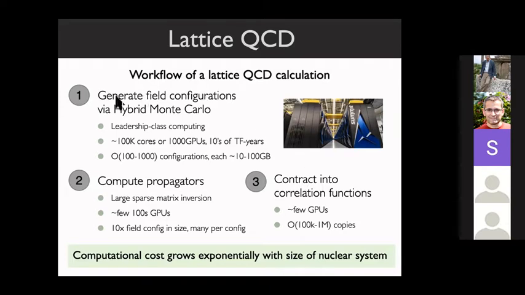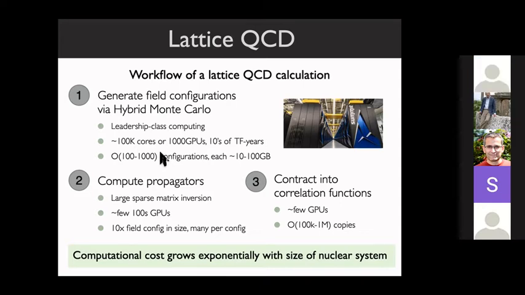So in broad terms, the first step is to generate field configurations, which is currently done by a hybrid Monte Carlo or a Hamiltonian Monte Carlo approach. So this is an extremely computationally expensive step. This takes leadership class computing. It takes thousands of GPUs, tens of teraflop years. Ultimately, you want a fairly small set of these samples of field configurations, order thousands, but each is very large, something like 10 to 100 gigabytes.